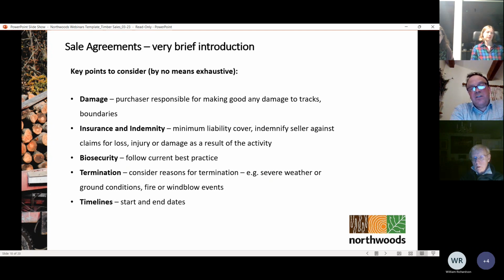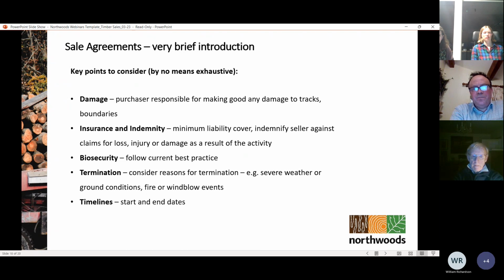God help you if they fell a tree on a power line or a property. Make sure that they've got the insurance in place and you've got a copy of that certificate in your contract file. Increasingly, biosecurity is important. You need to make sure the machine is decontaminated coming onto the site and decontaminated going off, and that current best practice is followed.